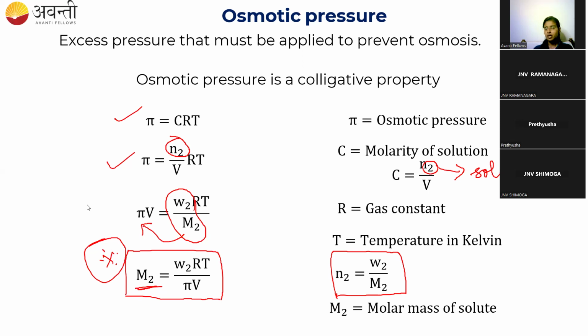So all of you can understand, right? All of you can take out the M2 value from pi = CRT, right? Say yes or no. If you have any doubt in this, just ask me. I'll repeat it again. Is everything okay? Clear?